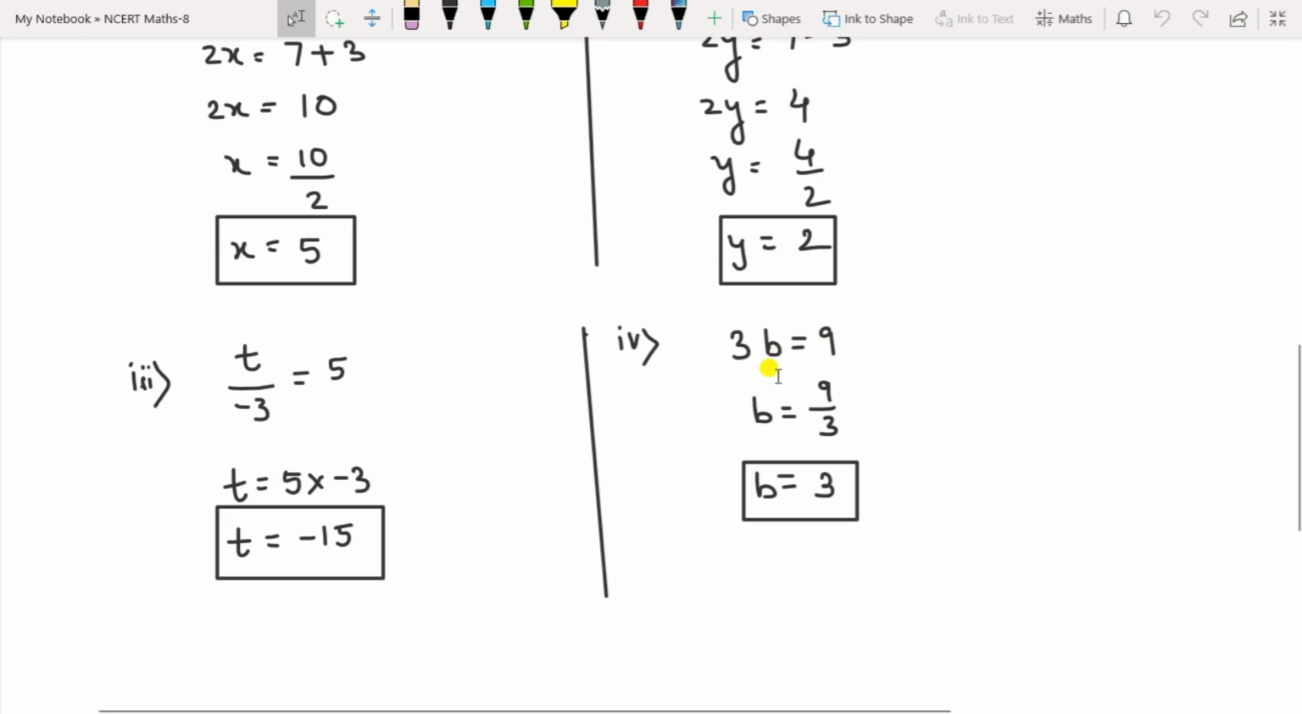And 3b equal to 9. So 3 is in multiplication with b here. So when it goes to the other side, it will become division. So b equal to 9 by 3. So the value of b becomes 3.